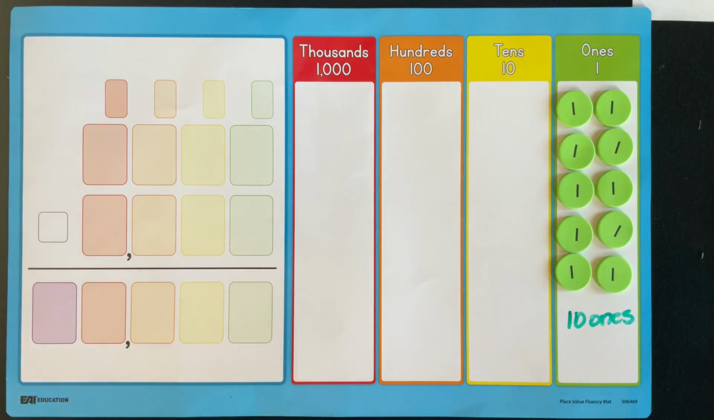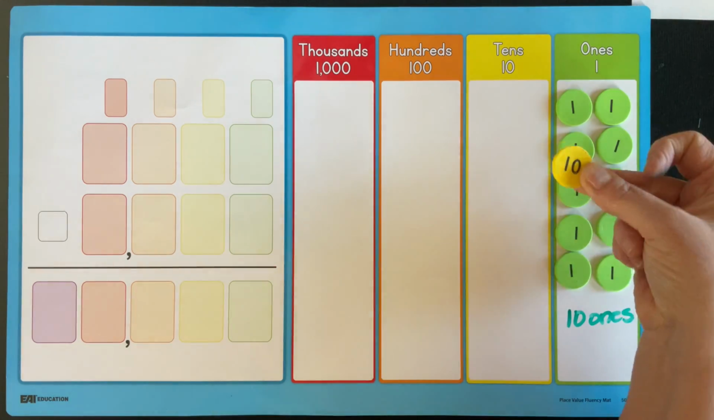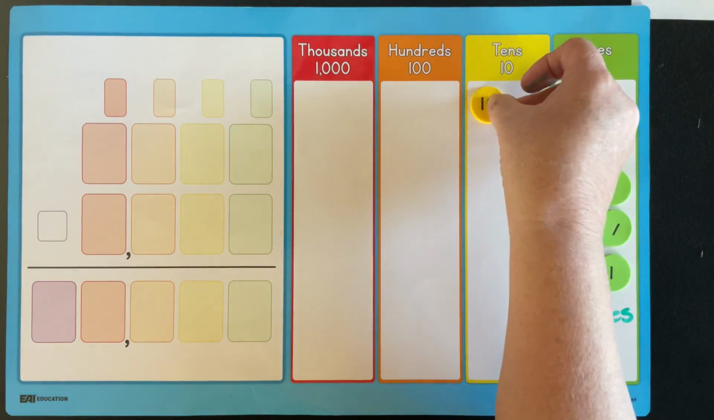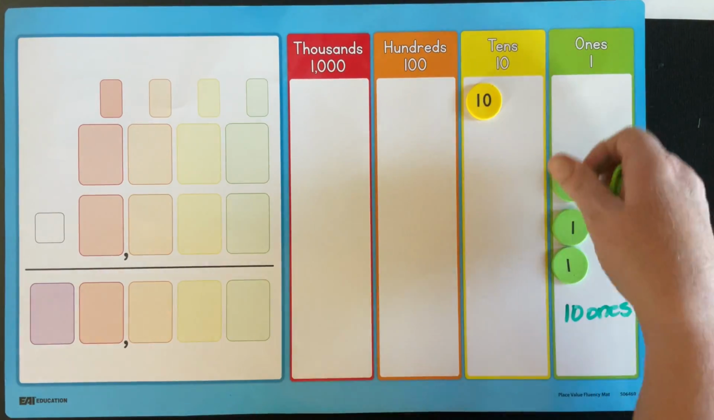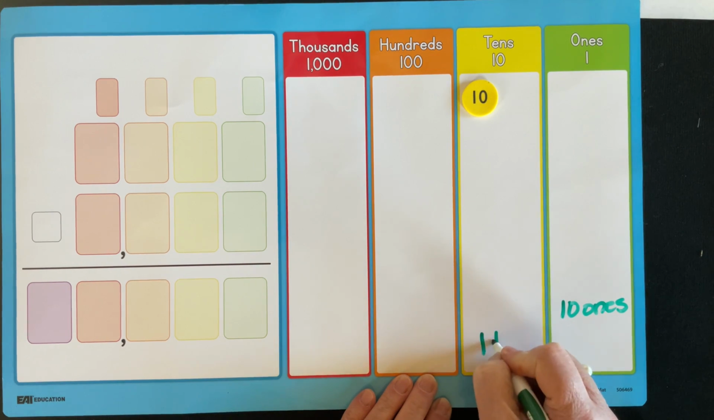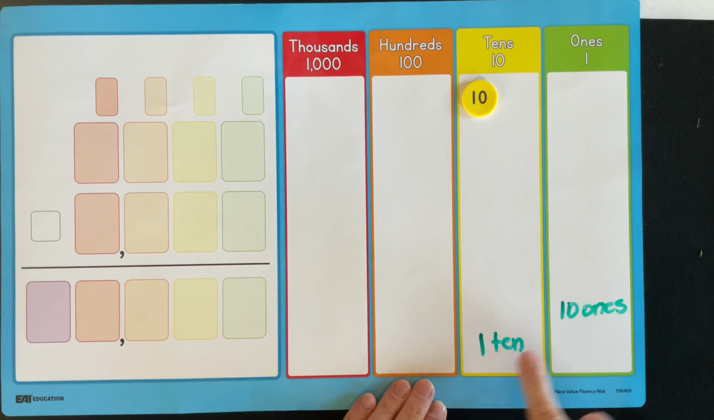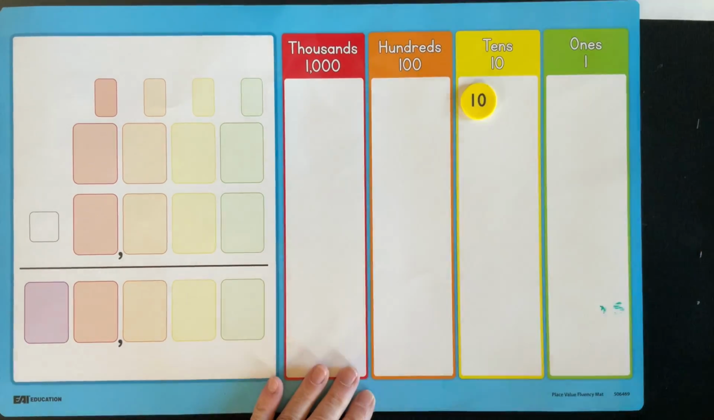So what I want a kid to know is, well, if you have 10 ones, that's called a bundle of 10. So anytime you have a bundle of 10, that's the same thing as 1 ten. So 10 ones is the same thing as 1 ten, which means I can remove these and I basically traded up. So now we have 1 ten. So are 10 ones and 1 ten equivalent to each other? Sure they are.